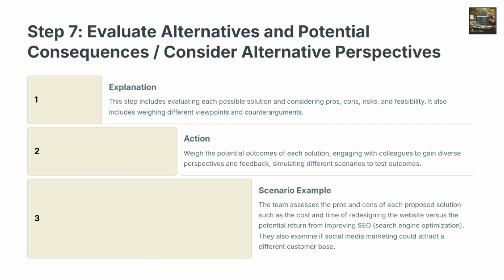Now it's time to evaluate the alternatives and consider potential consequences. This step involves carefully analyzing each proposed solution, weighing the pros, cons, risks, and feasibility. It's also important to consider alternative perspectives and counterarguments. The action here is to assess the potential outcomes of each option.